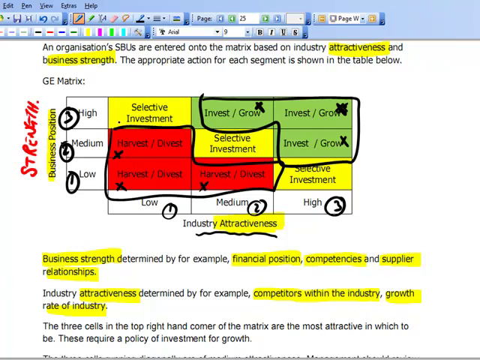The remaining ones, we need to review almost on a case-by-case basis. So here we have selective investments. We have to analyse and think of those on a case-by-case basis because it is not clear-cut. Okay, that's the General Electric Matrix, the GE Matrix, which is another portfolio management model similar in a way to the Boston Consulting Group.